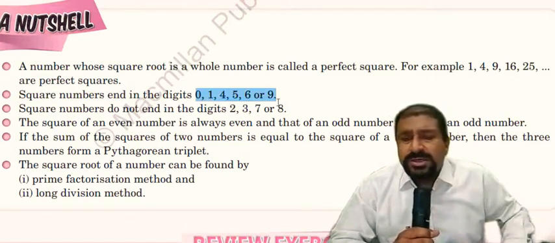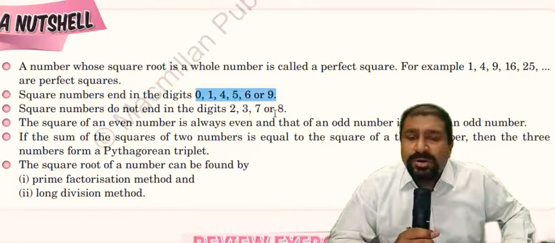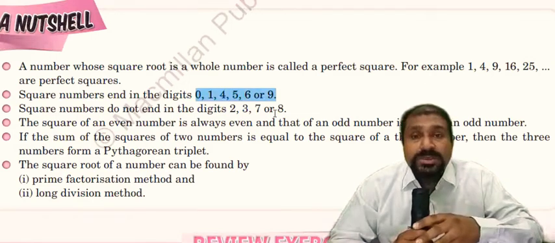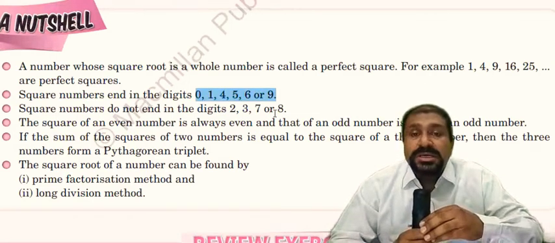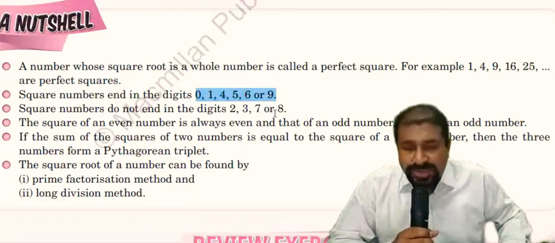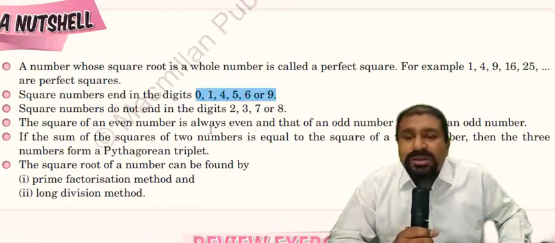And in the second case, 2, 3, 7 or 8, these digits never appear at the end. Perfect square numbers will never have these digits as the last digit, or the unit digit we can say. The square of an even number is always even.